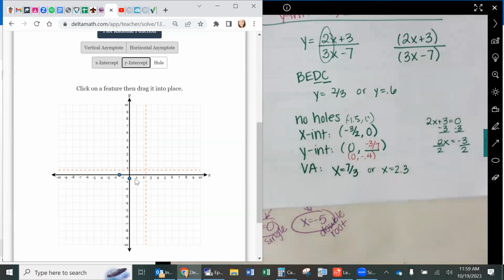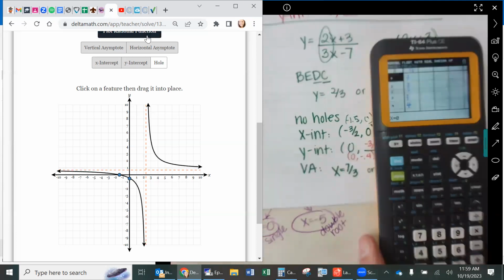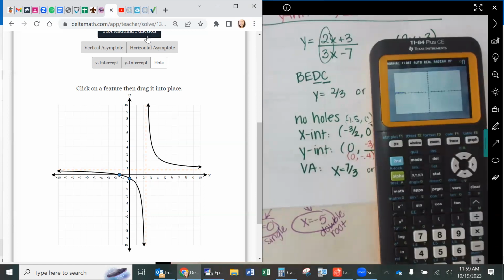I never used the hole feature, but that was on purpose because nothing crossed out. So once you have all of those 4 features graphed, you can hit plot. You can also hit plot on here. And they should look the same. If they don't look the same, you know you messed something up.